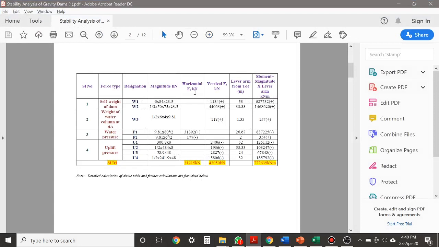While doing this problem, this was the table that we used in our previous problem that I discussed with you in our lecture number 2. Here the change will be, instead of force unit kilonewton, it will be ton. Similarly, for vertical force also, it will be in ton, and the lever arm from toe will be in meter. No change for that. And the final moment you get will be in ton meter instead of kilonewton meter. It is the main difference between this particular problem and your current assignment question.